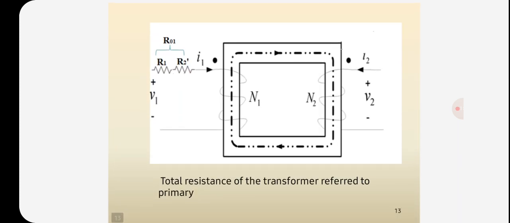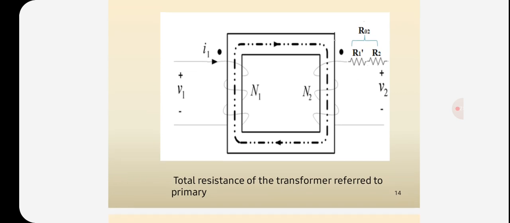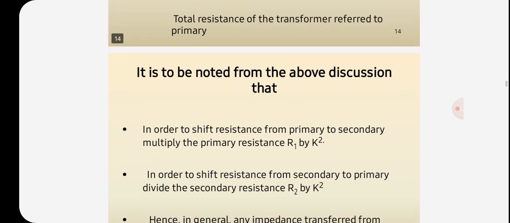So this is the diagram of equivalent resistance referred to the primary. Here R naught 1 is equal to R1 plus R2 dash in primary side, the total resistance of the transformer referred to primary. And this is the total resistance of the transformer referred to secondary. So in secondary, R naught 2 is equal to R1 dash plus R2.